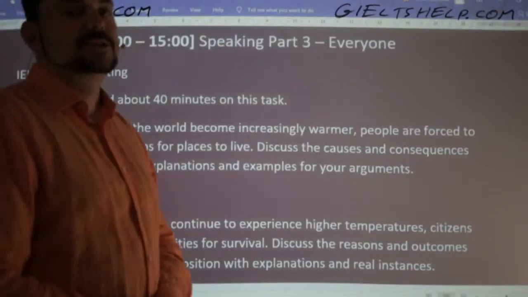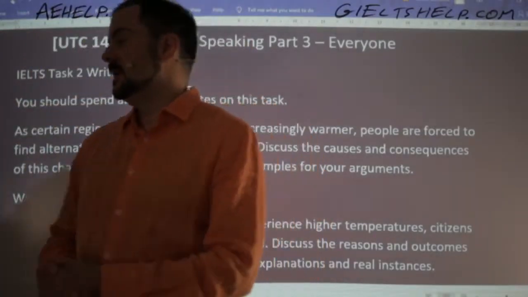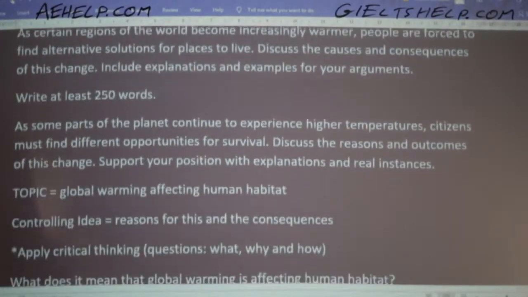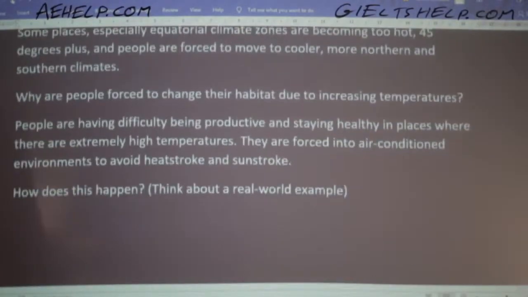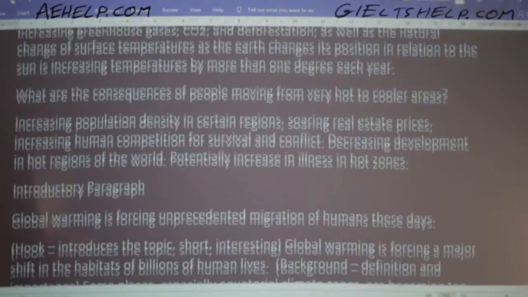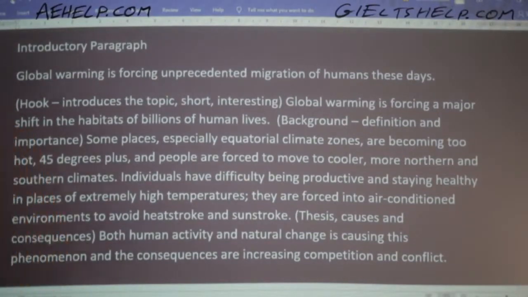And as some of you can probably guess, this question was inspired by some of the heat waves that we're experiencing here in Canada, and I think in some other parts of the world as well. So, we did some really good planning yesterday, and then composed our introductory paragraph. Let's just take a look at this. It has 3 parts: hook, background, thesis statement.